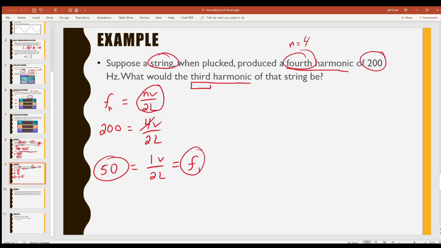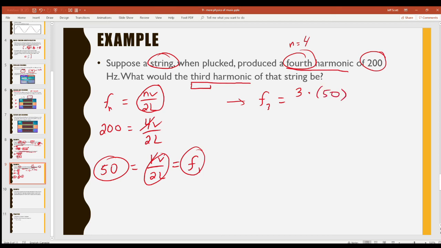But I guess the third harmonic would just be 3 times this because it is a multiple of that first harmonic. In other words, if you wanted to ignore this one here and say V over 2L, just this part right here, is equal to 50, that means when you look at your third harmonic, F3, you could say it's going to be 3 times V over 2L, which we already determined was 50.